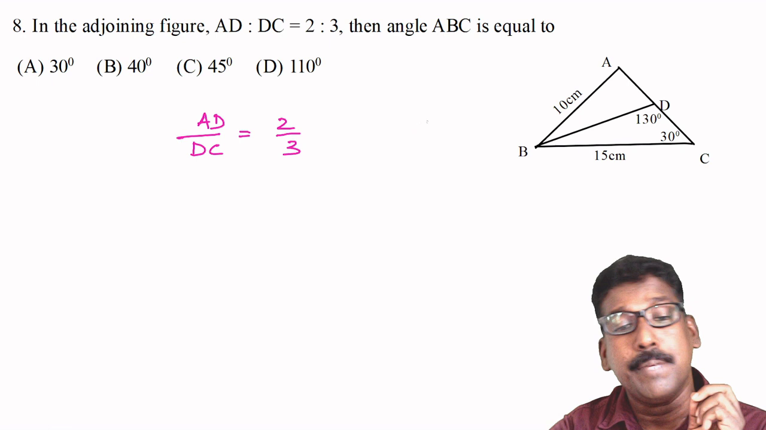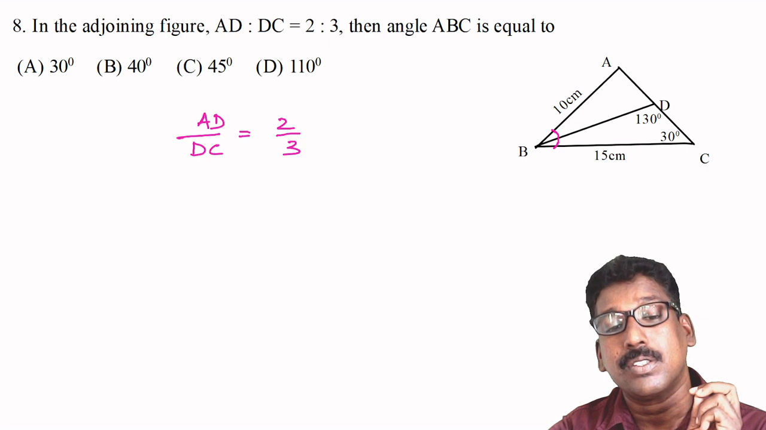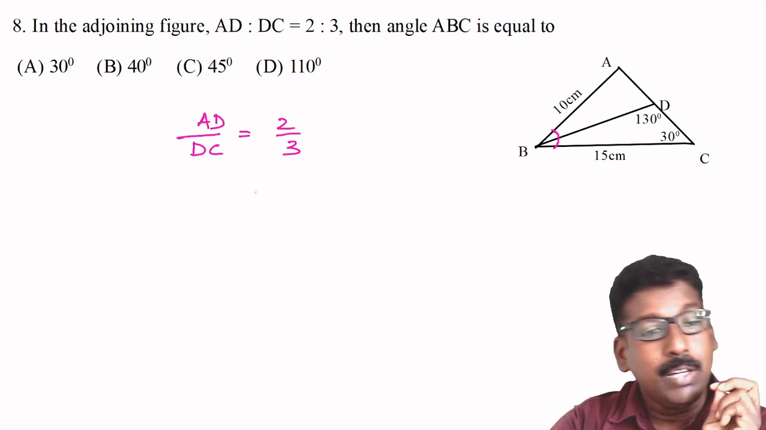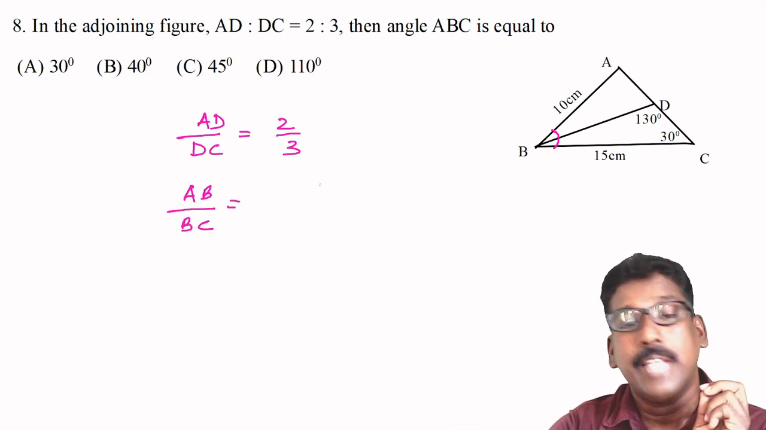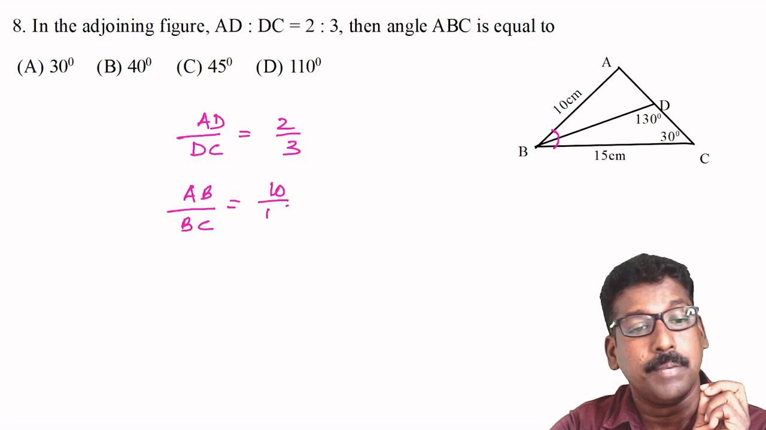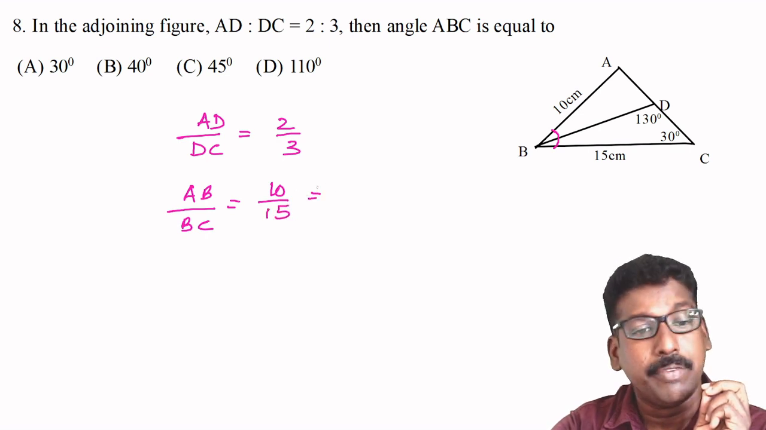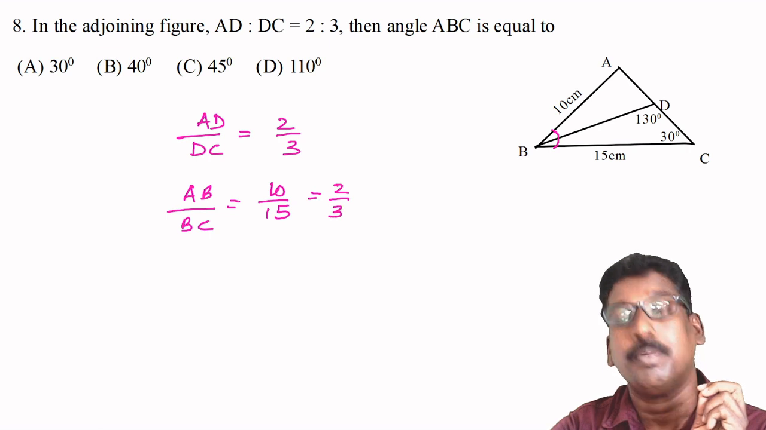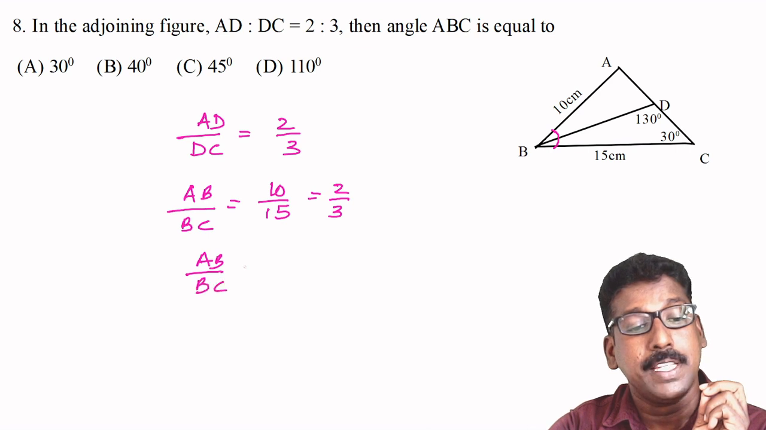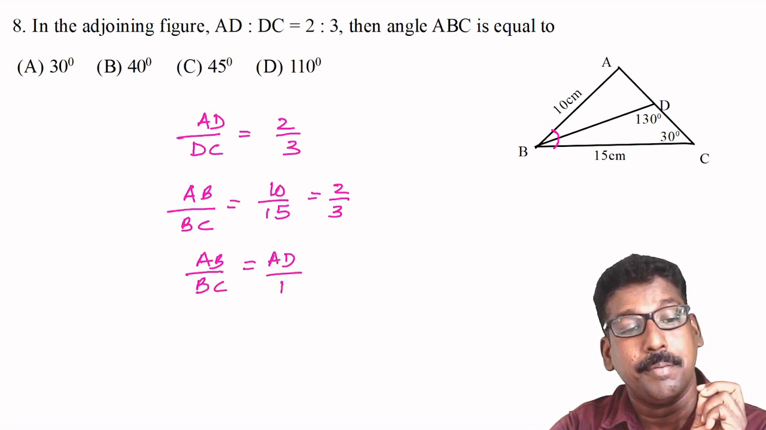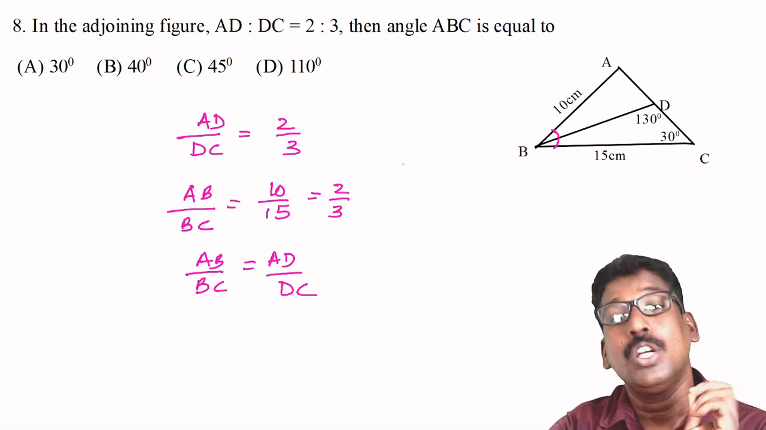Then the angle ABC, angle B, this you have to find out. For that, length of AB is 10, length of BC is 15 centimeter. Now let me find out what is AB by BC. AB by BC is equal to 10 by 15. Divide by 5, what will you get? 2 by 3. That means here AB by BC is equal to AD by DC. Both are equal to 2 by 3.